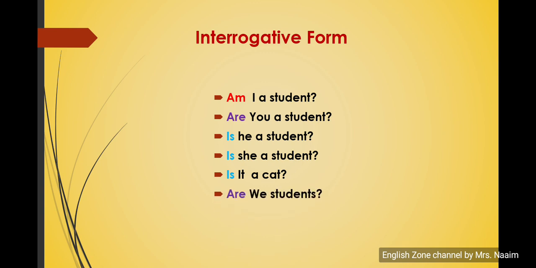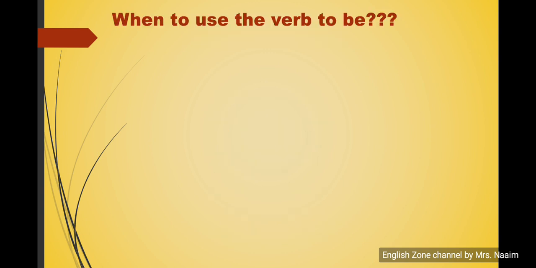Are we students? Are we students? Okay. The verb to be plus the subject. Okay. Are you students? هل أنتم تلاميذ؟ وهل أنتن تلميذات؟ Are they students? Are they students? Okay.